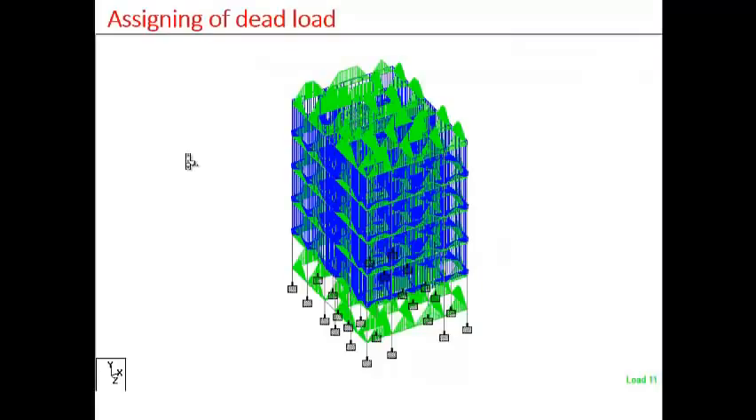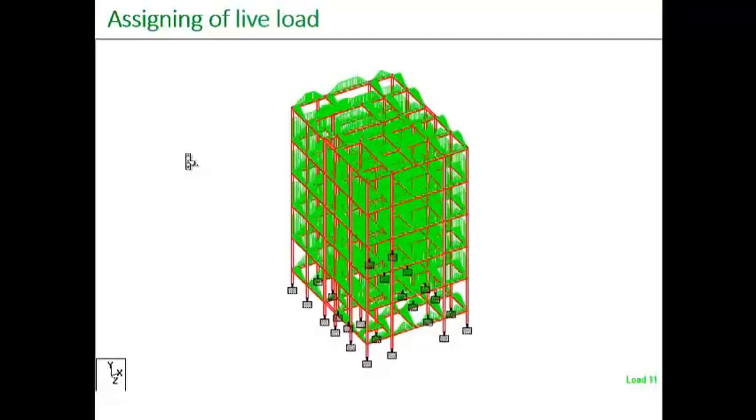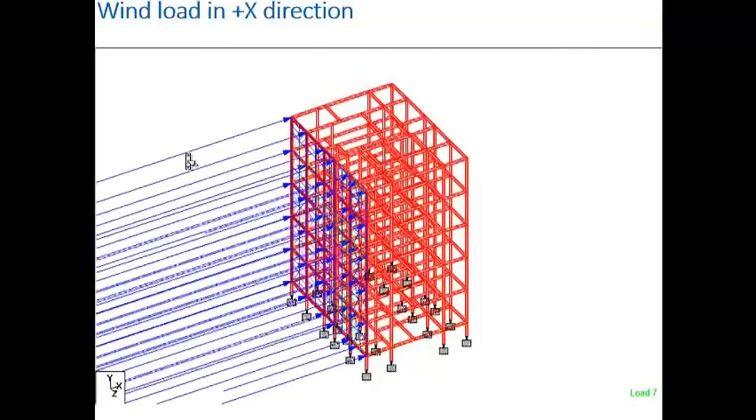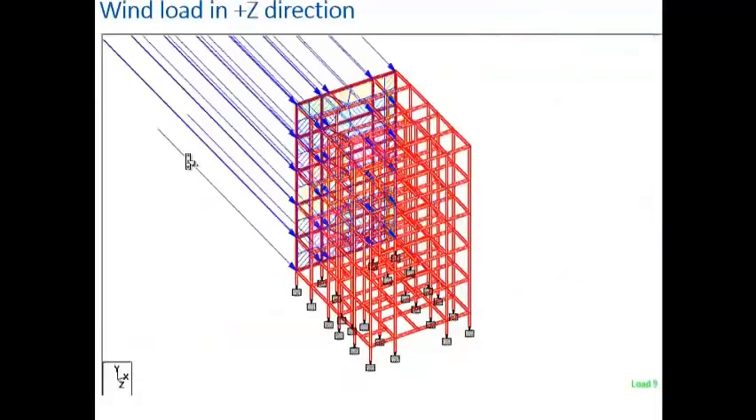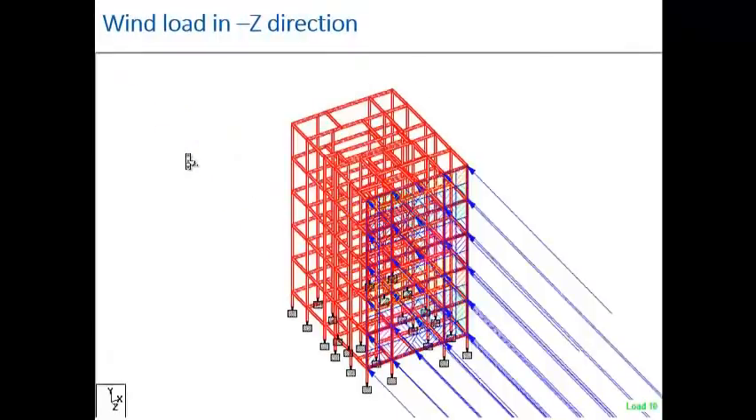This is the assigning of dead load, where the green color indicates the slab load and the blue color indicates the wall load. Assigning of live load. This is the wind figure showing the wind load in the X direction. This is the wind load in the negative Z direction. This is the load in the positive Z direction. This is the wind load in the negative Z direction.